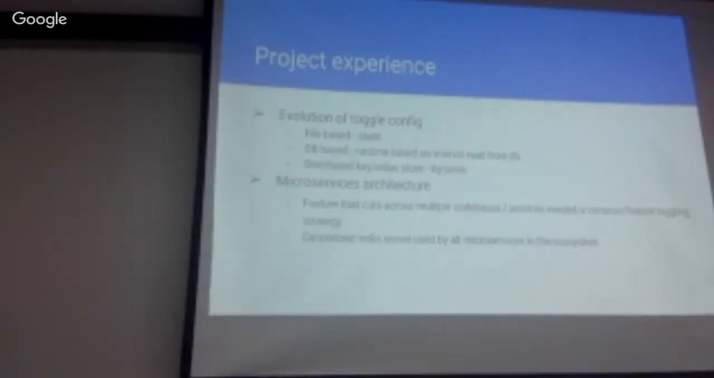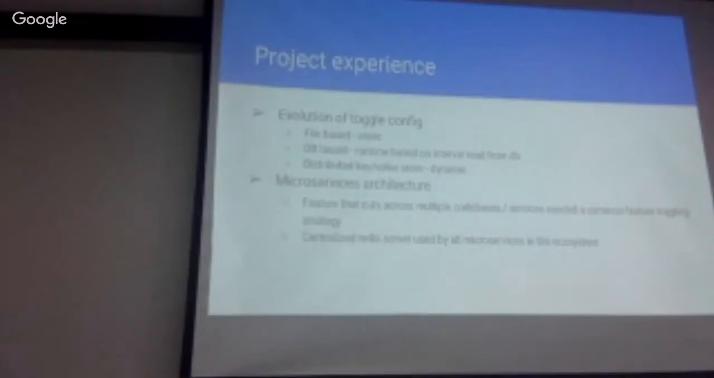Then as we evolved, from one service we had to extend the feature toggling to multiple services. So we had a distributed key store rather than just DB based. So we actually used Redis for this purpose. So this is a centralized Redis server, which stores the toggle states. It is dedicated for this, and all the services would establish connection to that and read the toggle state from that.